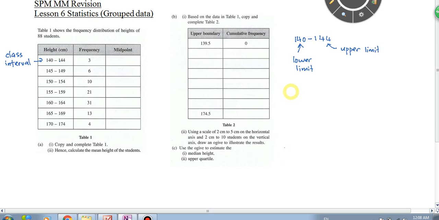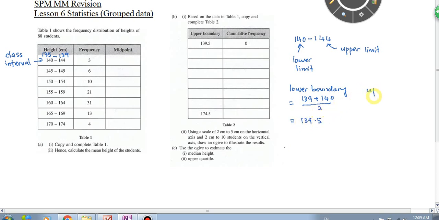Okay, so next thing I want to share with you is how to find the lower boundary and the upper boundary. So let's say here is 140 until 144. The class before this should be 135 to 139. If I want to find the lower boundary of this class, I have to take 139 plus 140, then divided by 2, and you will get 139.5.